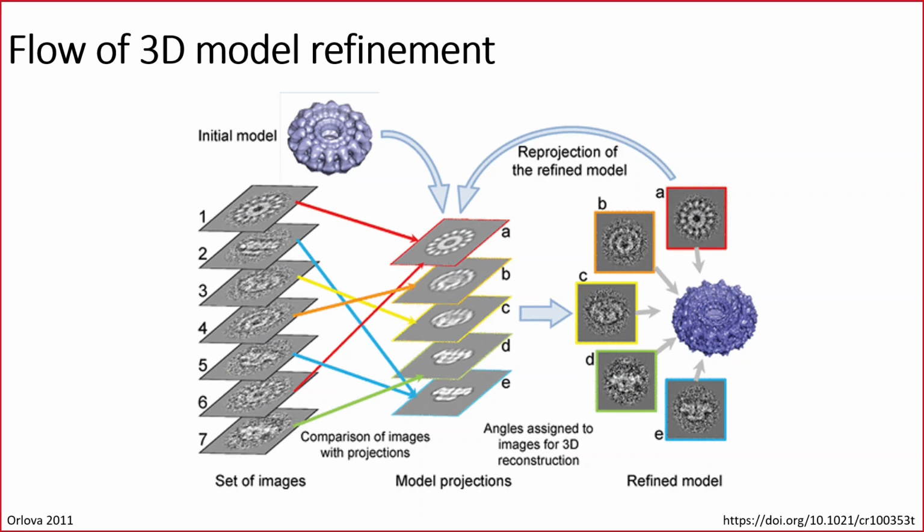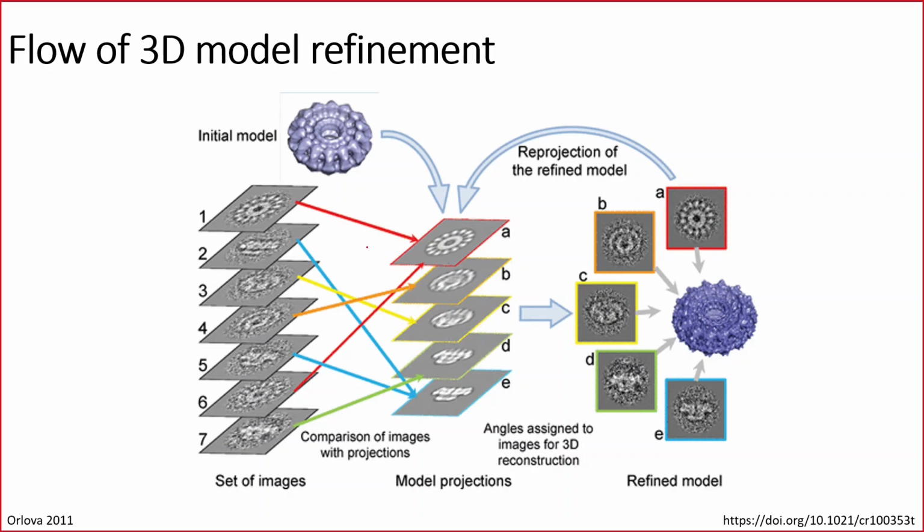So the flow of the 3D model refinement, this is what we already talked about, is that we have some initial model, however we have generated it. We have projections of this initial model in different orientations. So we rotate our initial model by the Euler angles defined by the sampling points into different orientations and make a 2D projection of it. And then we look at whether our particle matches the first, the second, or another projection. This is called projection matching.